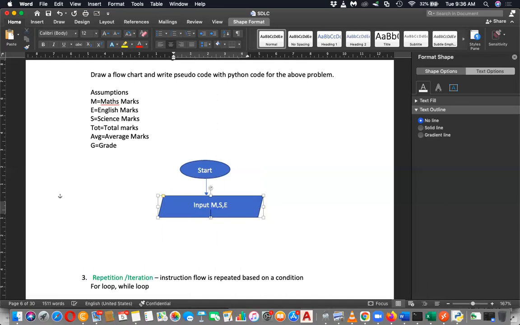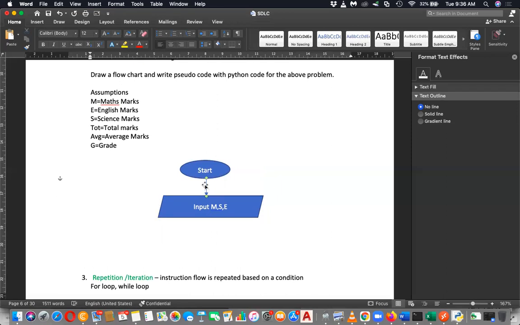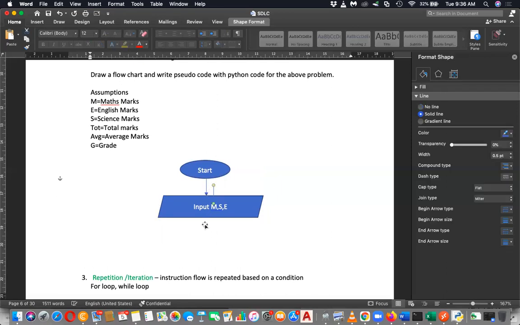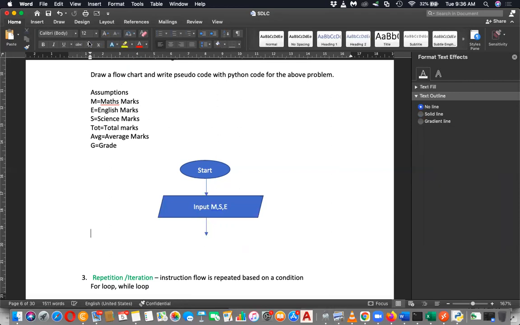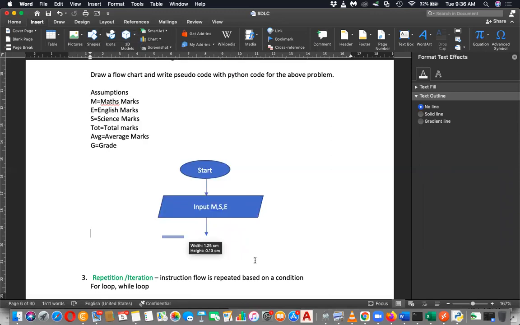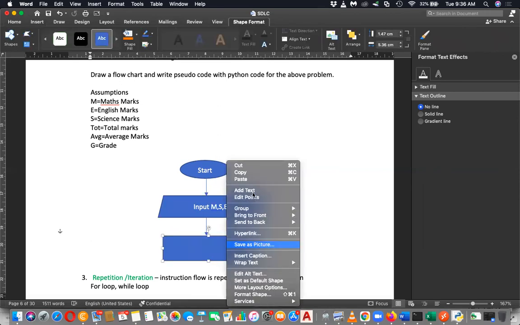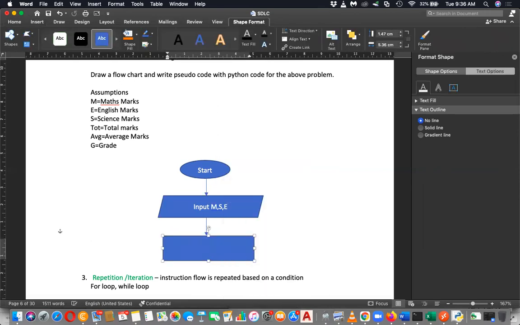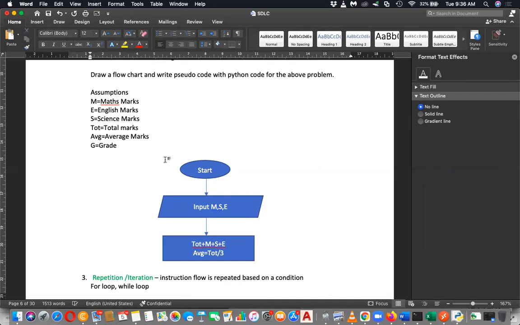After inputting, then the process. Process is basically you have to get the total and average. Calculate the total and average, that you can do at once. You can say total equals M plus S plus E and average equals total divided by 3. That is sequence, one after another.